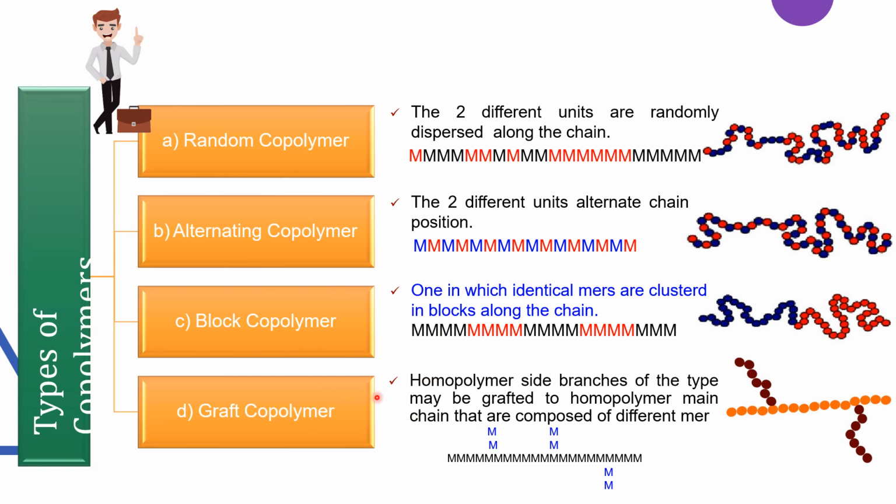And then the fourth one will be graft copolymer. So homopolymer side branches are grafted onto a homopolymer main chain composed of different monomers. So you have a black one, we call it the main chain, the main polymer backbone, and then we will be having the side branches. You can see the blue color of monomer will propagate as a branch, grafted from this main chain.